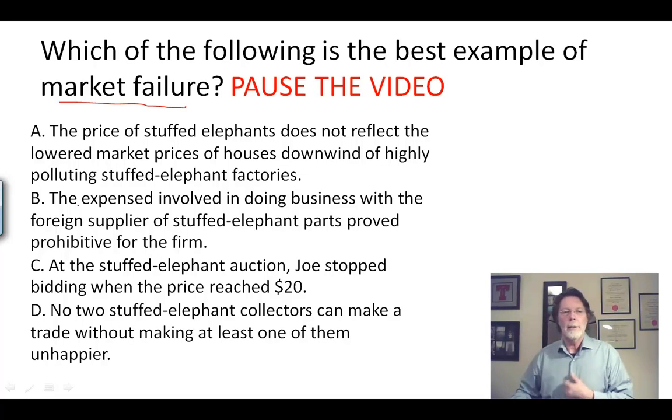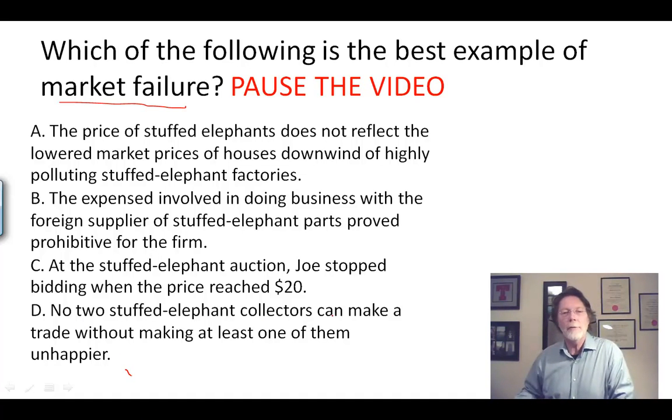Okay, well, at least all the answers are about stuffed elephants. I can't remember why I made these questions up. I must have had stuffed elephants on the brain. Let's work up from the bottom here. Let's see if I can find my pointer. Oh, there I am. Okay.